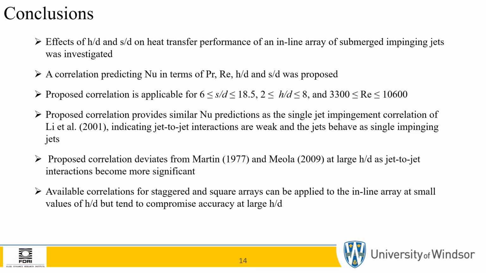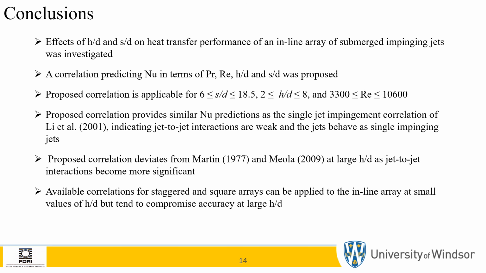To conclude, we investigated H/D and S/D effects on the heat transfer performance of the inline array of impinging jets. From this work, a correlation was developed to predict the Nusselt number based on the Prandtl number, Reynolds number, H/D, and S/D, and this is applicable for S/D in the range of 6 to 18.5, H/D in the range of 2 to 8, and Reynolds number in the range of 3,300 to 10,600.